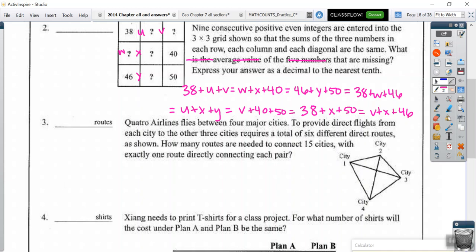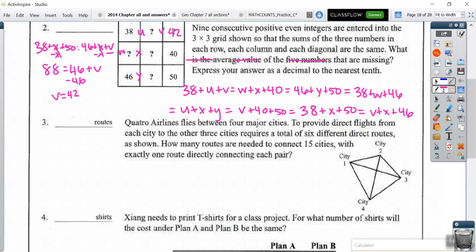So we're going to start with 38 plus X plus 50 is equal to 46 plus X plus V. And then we just solve for the variable that we want. If we subtract an X from both sides, then they cancel out. So we're going to solve for V in this one. So we have 88 equals 46 plus V. And then we can subtract over the 46. And then V is equal to 42. So this is 42.